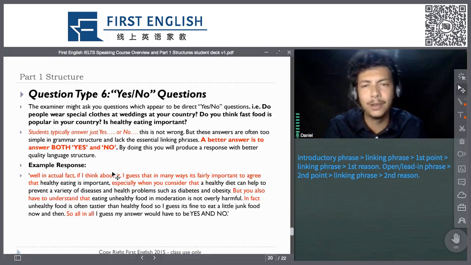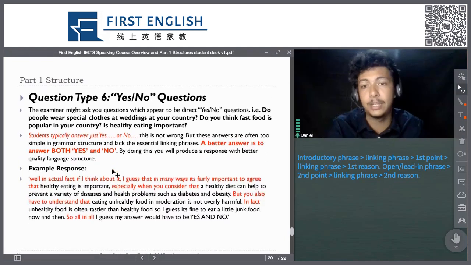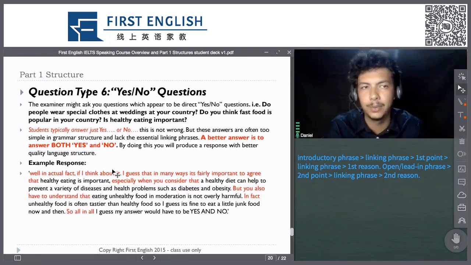Again, don't be hung up too much on whether or not you agree with the yes or no. We're just trying to answer this question in providing enough detail and complexity to achieve that band that we're looking for, right? So an example response, just like how we did in the last question type. Let me read the example response, and then we'll go into the structure.